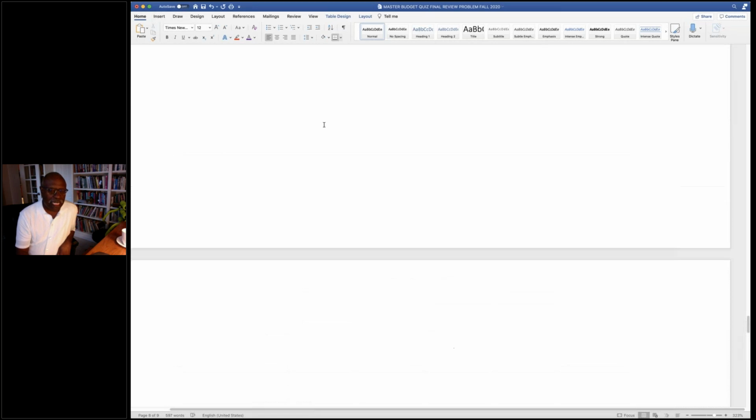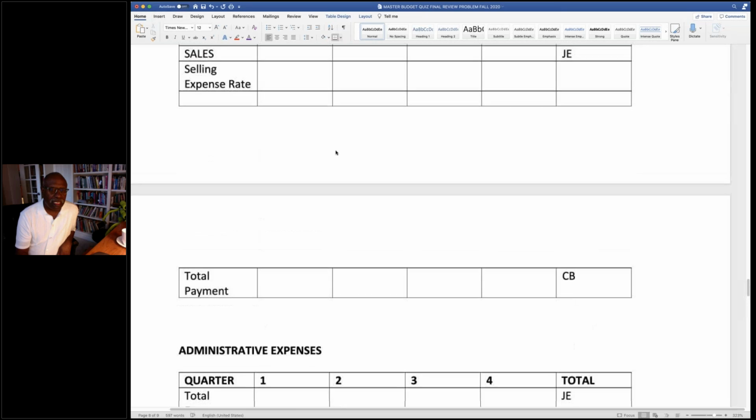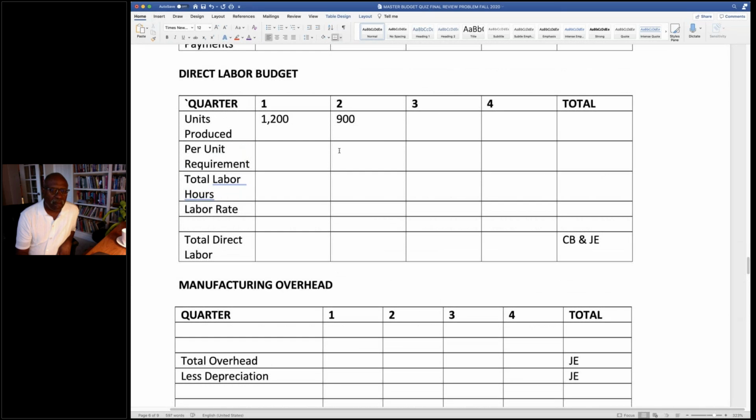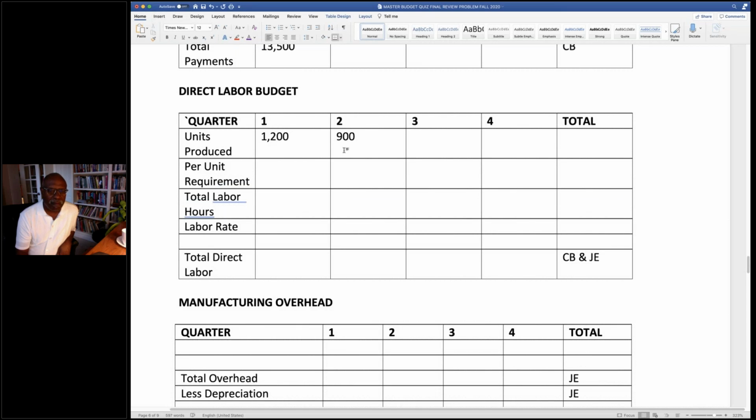All right, let's go to the labor. How much do the workers want? Was it $50? How much you got to pay them? I want the bottom line.